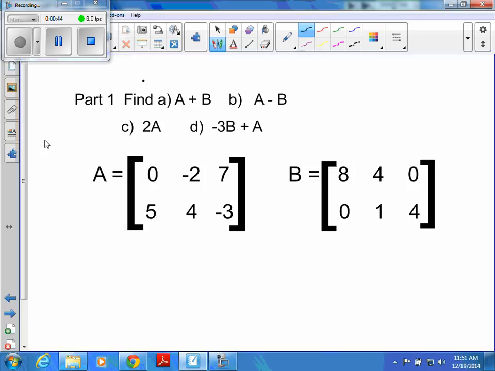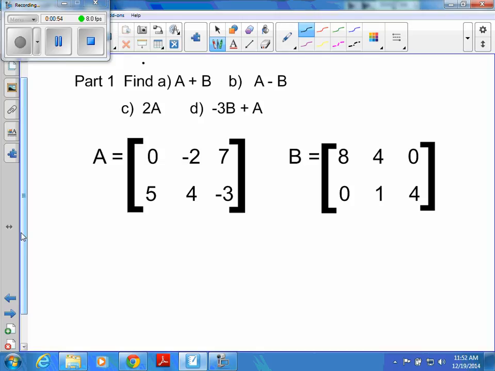They want you to find A plus B, A minus B, 2A, and negative 3B plus A. You can only add and subtract matrices if they have the same dimension, which they do. They have 2 rows by 3 columns and 2 rows by 3 columns. So we can add these.